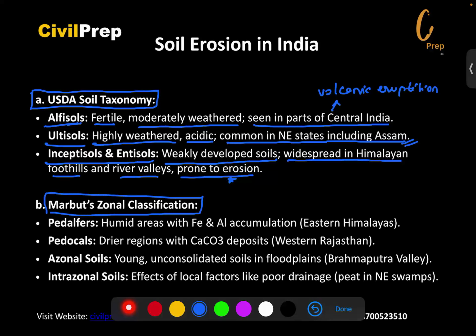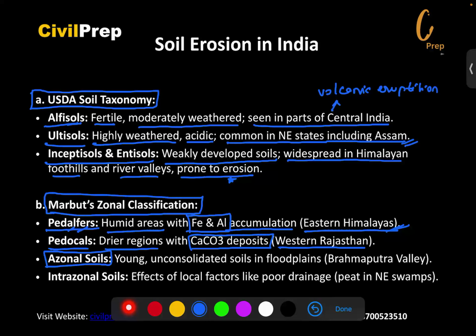This is also an important classification for the geography optional UPSC examination for biogeography. First is pedalfer, where there is Al and Fe. The humid areas will be there, and the accumulation of iron and aluminum will be very high, highly found in the eastern Himalayas and also the Meghalaya Peninsula. Then pedocals, dry regions with calcium carbonate deposits, majorly found in western Rajasthan.